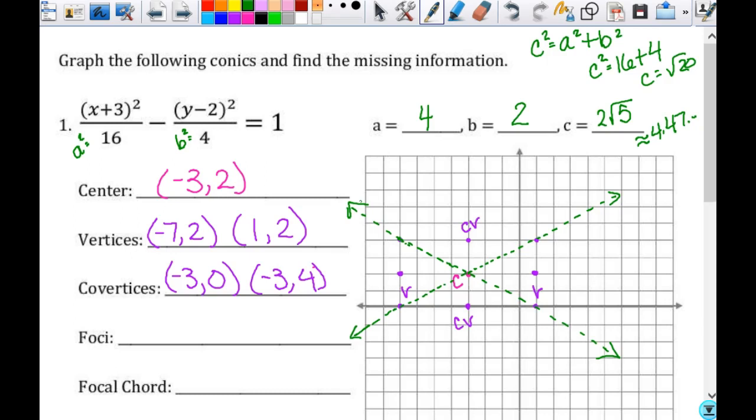Then I need the foci, and the foci are going to be in line with the vertices and the center point, which means my x is changing. So I take the center, which is -3, and I would subtract 2 square root of 5, comma 2, and then -3 plus 2 square root of 5, comma 2. So I could get the decimal approximation for that if I wanted to, but I have this one. I mean, it's 4.47, and so that's how far I'm going from the center. So go 1, 2, 3, 4. That's about 4.5 on a small graph like this. So here are my foci.